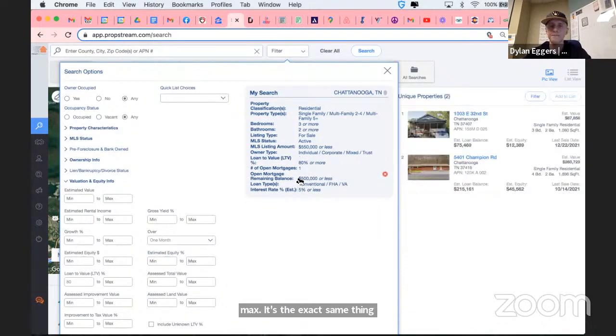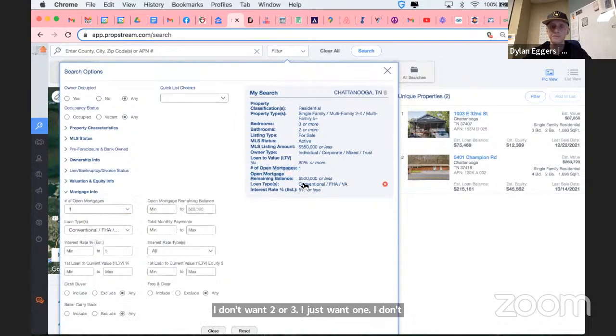And then remaining balance, I'm looking for homes with a loan less than 500K. And I only want, oh, up here, I forgot this one. I only want 1 number of open mortgages. I don't want 2 or 3. I just want 1. I don't want 0, because then it's not sub 2. I want 1 loan and that's it.